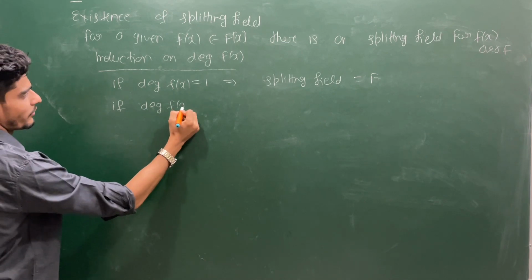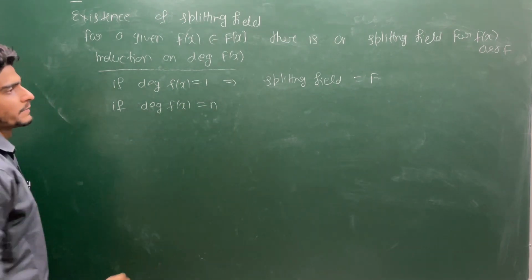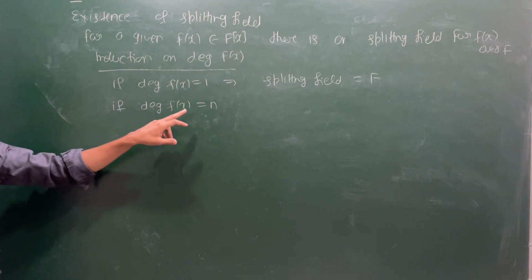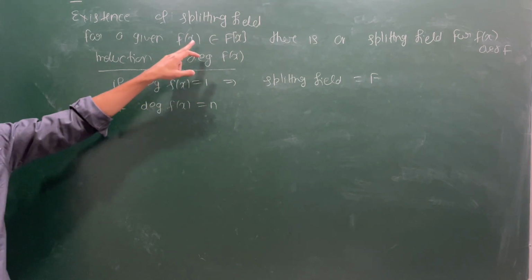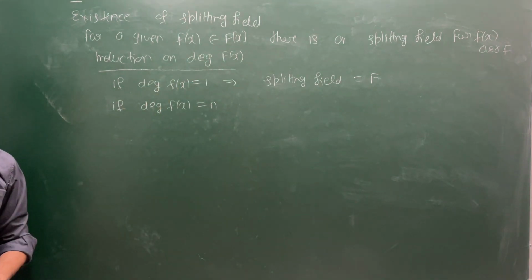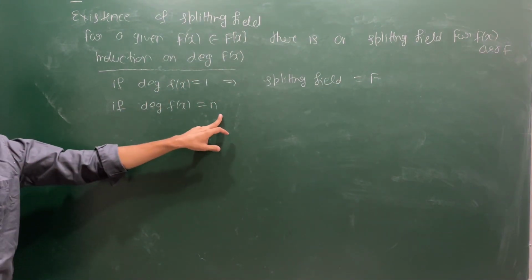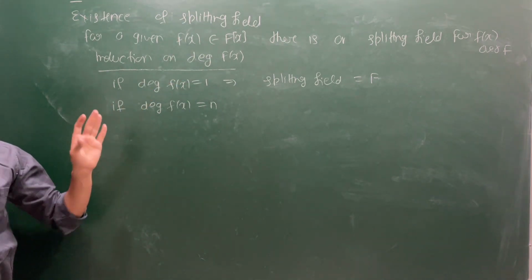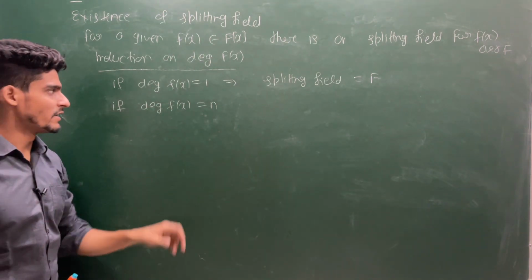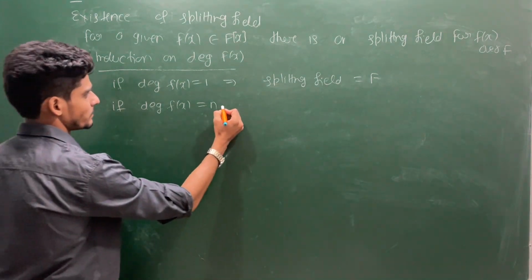If the degree of f(x) is n, then what will be your induction hypothesis? That means if you have any polynomial f(x) which is defined over F, and is of degree at most n minus 1, or of degree less than n, then the result holds. That means there is a splitting field. So if the degree of f(x) is n, there are two cases.